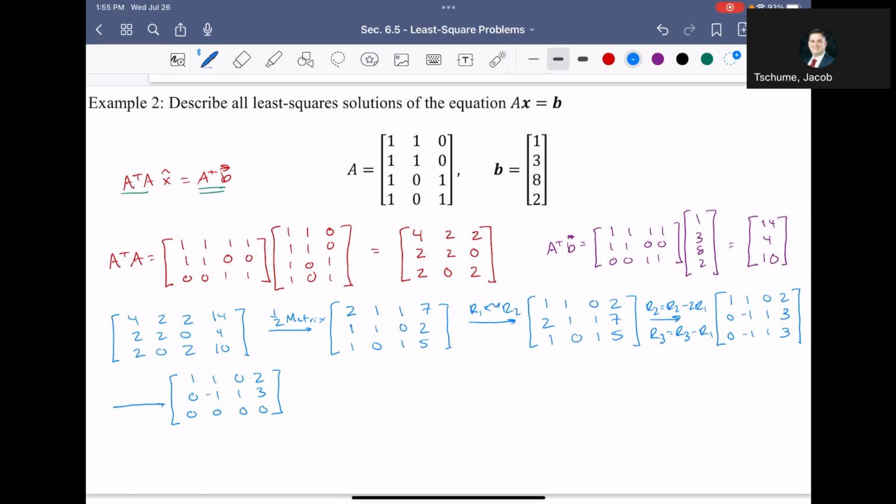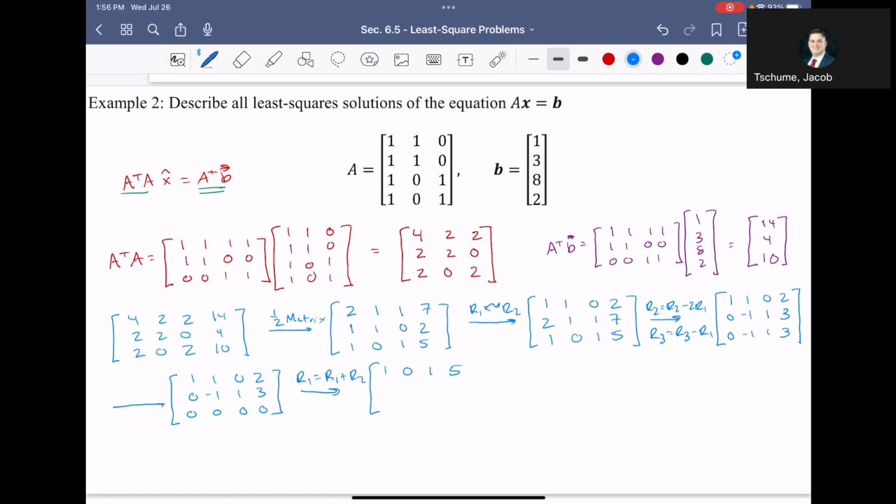And then to put this into reduced echelon form, I need to take row 1, and I am going to add row 2 to it. So that will make the top row become 1 plus negative 1 is 0, 0 plus 1 is 1, and 2 plus 3 is 5.